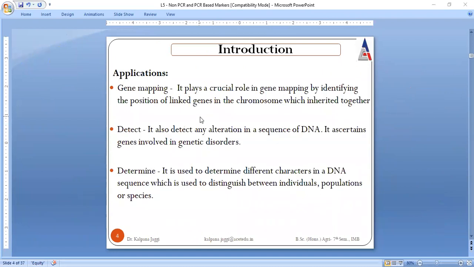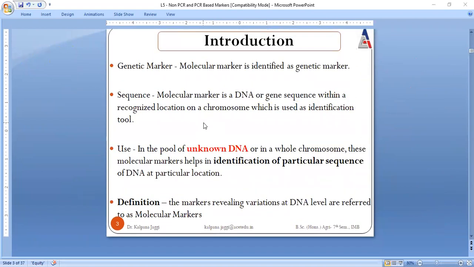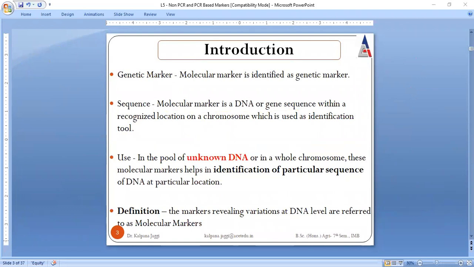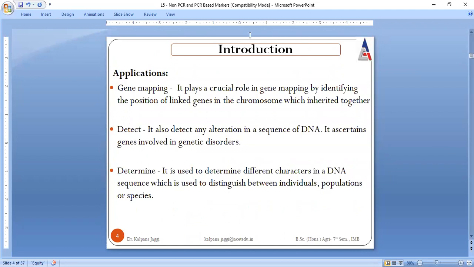Now, the very next question that must be coming into your mind is about its application. The very first application is that it plays a crucial role in gene mapping. Gene mapping means what? When we say mapping of India, in the mapping of India, we come to know which country, which state is located where, and India is connected to what all other countries. That is all about mapping, right?